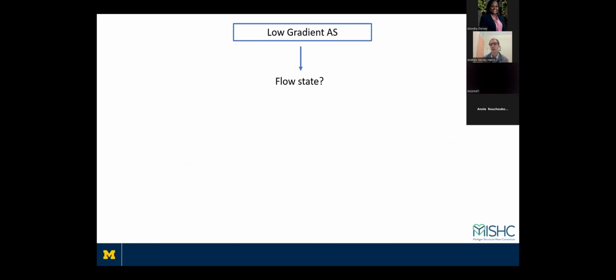Very good question. So low gradient AS, as I just mentioned, being aware of the flow state is important because that might be the sole explanation for why the gradients are being measured low. So we can divide people into having low flow, which would be identified on echo using a stroke volume index of less than 35 mL per meter squared. So that's indexing the stroke volume to body surface area. This is a pretty easy calculation that we can make by echo. Or we can identify patients that have a normal flow state.